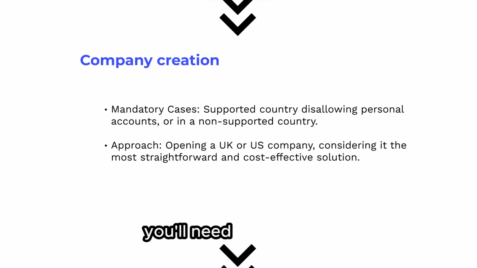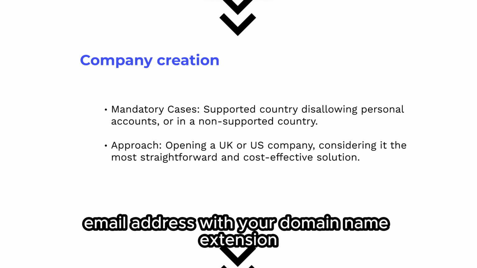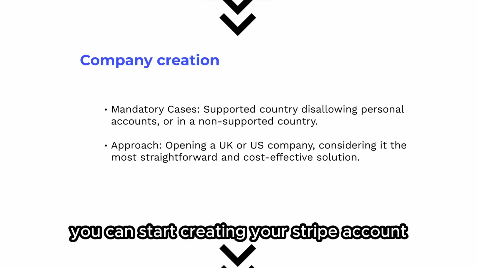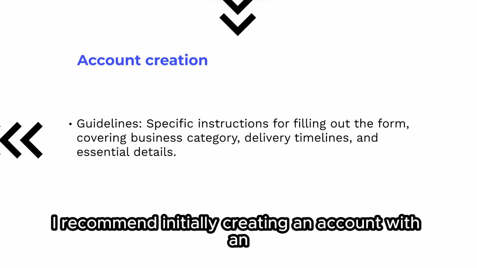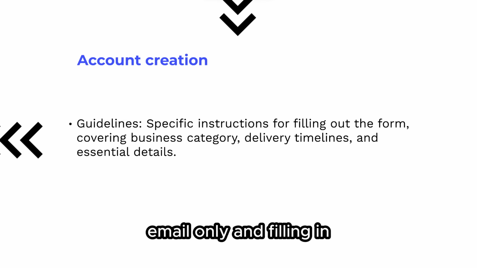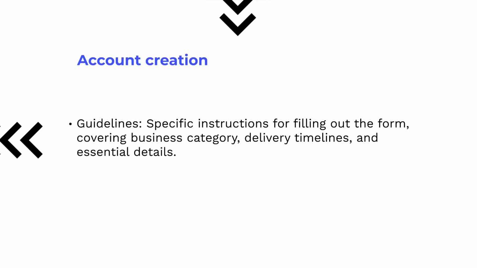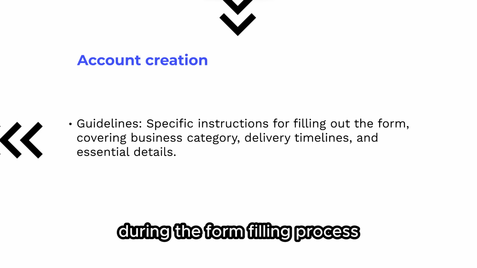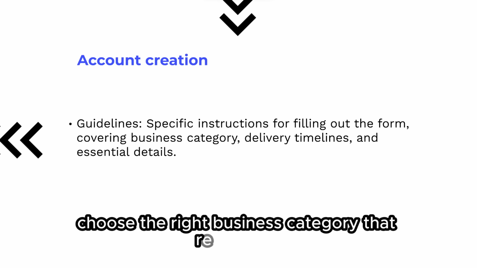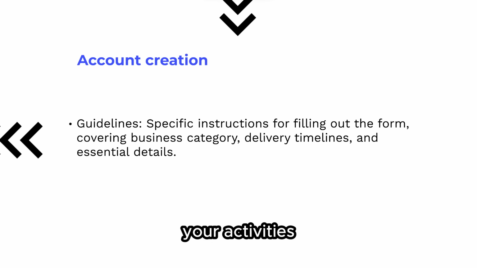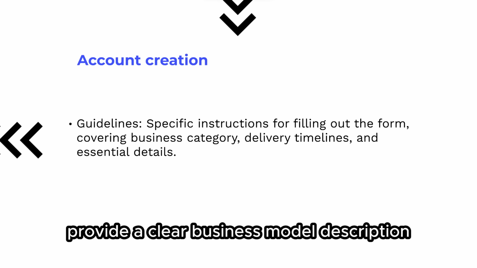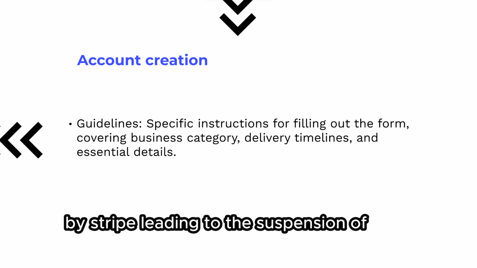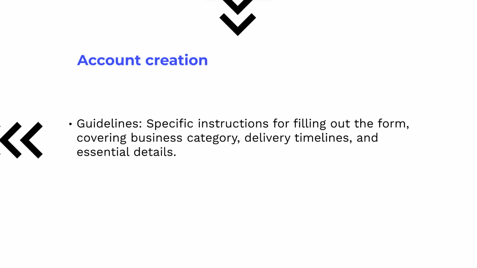At this stage, you'll need a professional email address with your domain name extension and a business phone number. Once these preparations are complete, you can start creating your Stripe account. I recommend initially creating an account with an email only and filling in additional information a few days later. Pay close attention to the section related to your business activities and product descriptions during the form-filling process. Choose the right business category that represents your activities, provide a clear business model description, and clarify any details that could prevent your account from being evaluated as high risk by Stripe, leading to the suspension of your account.